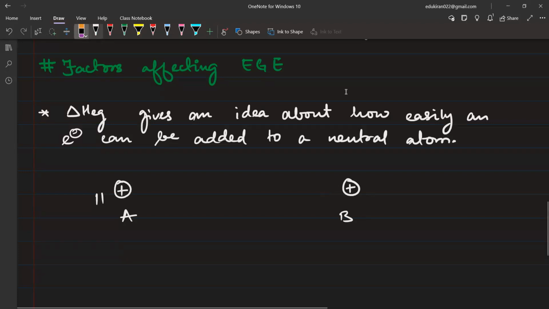Even if I take 16 protons, and I add an electron to the B atom, that electron will be attracted more effectively by the nucleus than in atom A, which has 11 protons. Is that right? Yes or no? Please tell me. Correct, guys? Yes, sir. Okay. That means I can say that the electron gain enthalpy depends on the nuclear charge. If I have more positive charge in the nucleus, the electron gain enthalpy will also be more. That means the energy released will be higher.